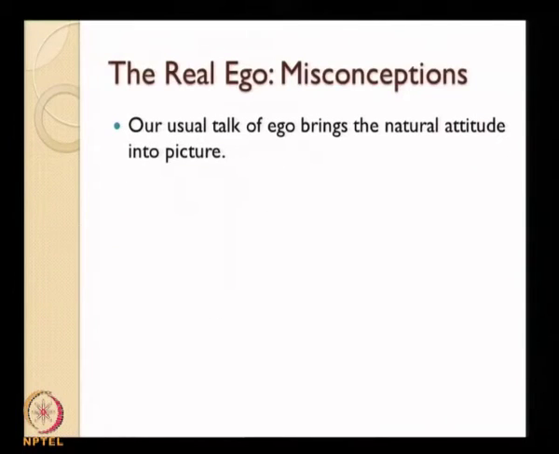But when we talk about ego, there are several misconceptions about it. What is an ego? Our usual talk of ego brings the natural attitude into the picture. When you usually talk about ego, what we mean is the empirical ego. When I say I want to go there, I want some water, these are all usual ways in which I mention my own ego. But there the reference is not to the transcendental subjectivity, which is my foundational, ultimate nature, but to an empirical ego who lives in this world, who is part of this world.